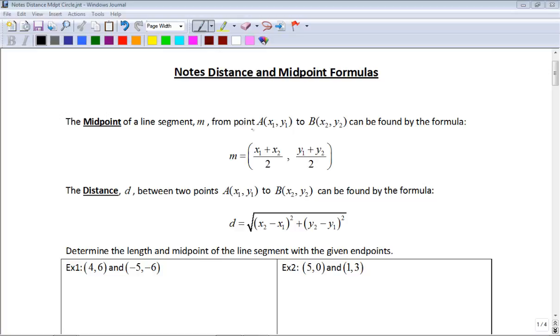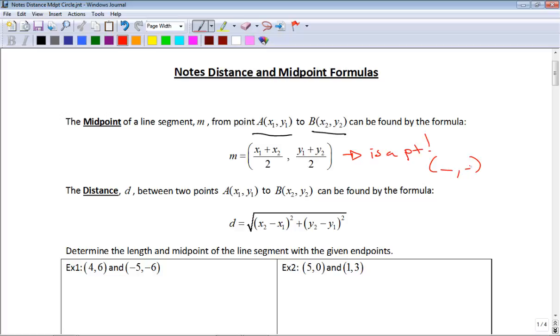The midpoint formula says that given a line segment with two endpoints, one being A, (x1, y1), and the other one being B, (x2, y2), the midpoint of that line segment, or the midpoint between those two points, can be found by the formula M equals (x1 plus x2) all over 2, comma, (y1 plus y2) all over 2. So the big thing to note here is that the midpoint is a point. And since it's a point, it's going to be two numbers in parentheses separated by a comma.